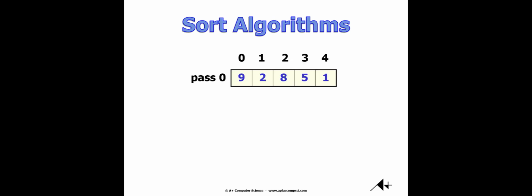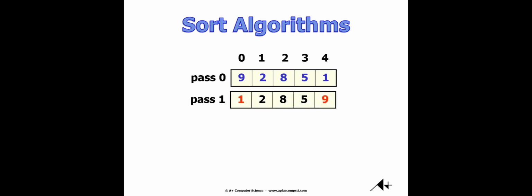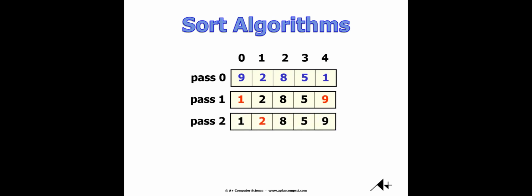So let's look at some pictures. So here we have pass 0. We've got 9, 2, 8, 5, 1. 1 should be in position 0. So the outer loop is going to drive the number of passes. Each time the inner loop runs, it performs a pass. So after the first pass, the 1 and the 9 will have been switched because the 1 needs to be in spot 0. It's going to make another pass, and the 2 would be the next smallest item. It's already in spot 1, don't need to do any work there.